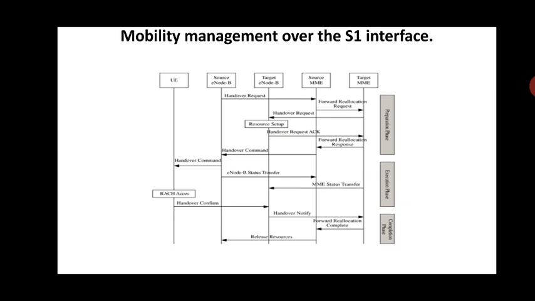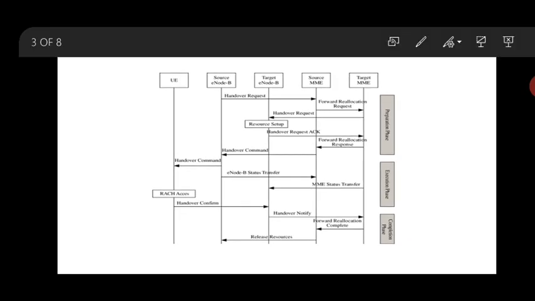Now this is the step of operation, the timing signal operation, as we call it. As we know, this is your user equipment. It is connected to the source node, and if the user equipment is moving from source to target, meaning the destination.